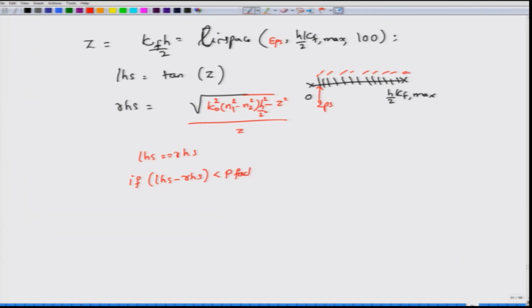So, I will call this the P factor, okay. If P factor, then note the corresponding kappa f h by 2. That would be the value of kappa f h by 2, from which you can then calculate beta, you can calculate gamma.